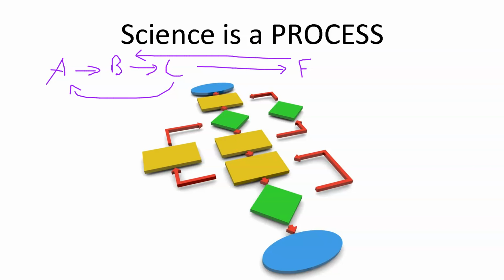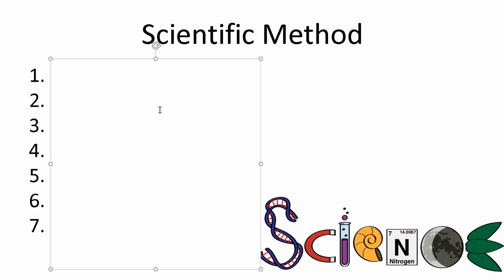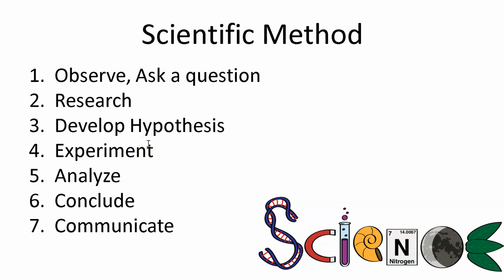And so the steps of the scientific method are the following. Let me get this off the screen. There we go. Make sure you can write them down. But here are the general steps. Again, this is not linear. This is just a general flow of science.